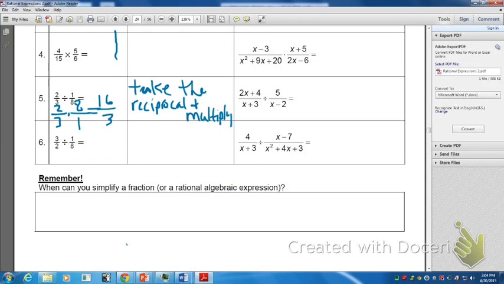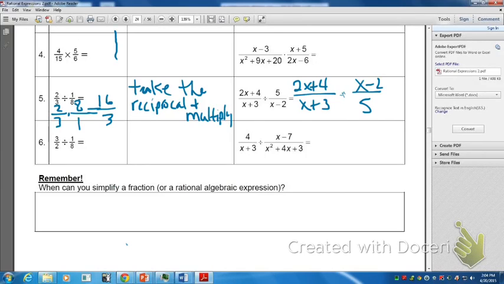All right, let's come over and look at our rational expression. We're going to do the exact same thing. Division is the same as multiplying by the reciprocal. So if we rewrite this, we would have 2x plus 4 over x plus 3 times what? X minus 2 over 5, exactly.